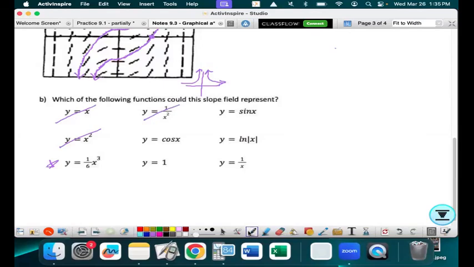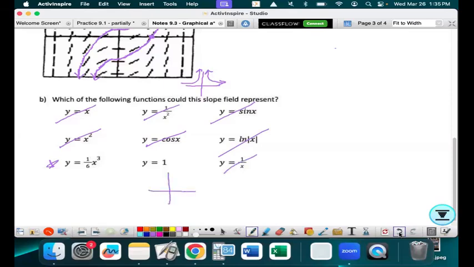Cosine would have a more periodic look to it, and it doesn't look like I'm going to keep having that periodic pattern. Same thing with sine. Ln absolute value of x. Ln looks like that, so it would actually be like that on both sides. Not what I have here. 1 over x, just like with the 1 over x squared, there's going to be that vertical asymptote on the y-axis, not happening.